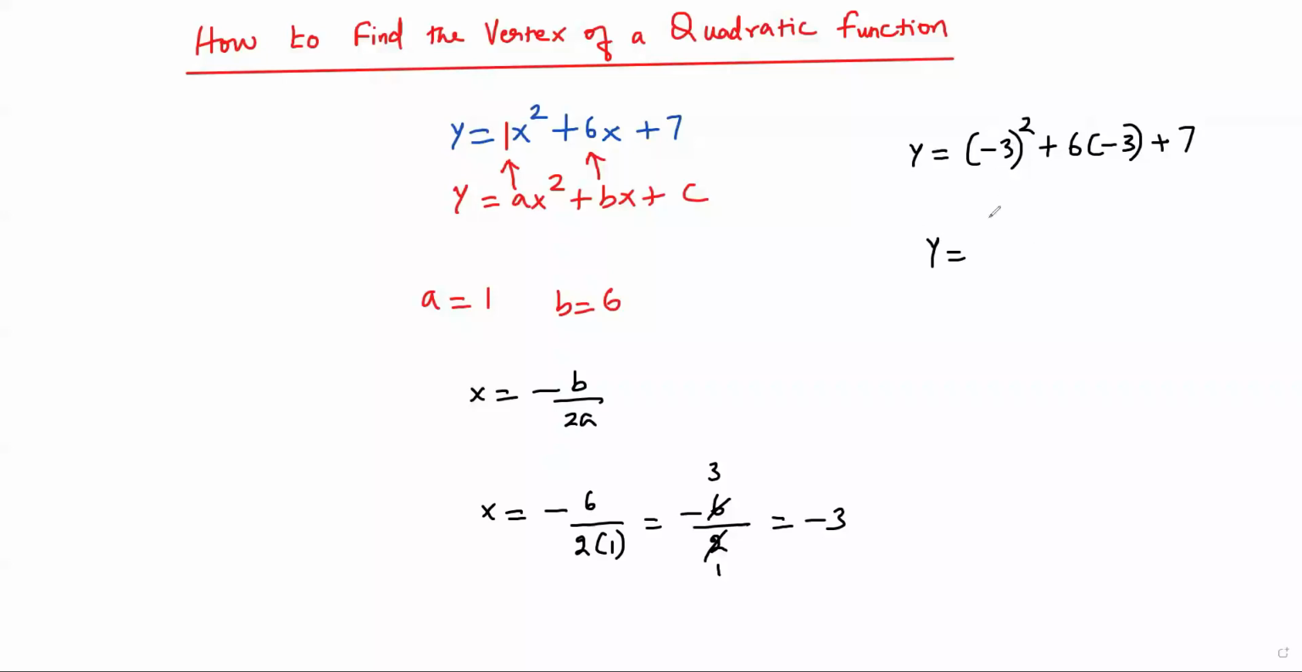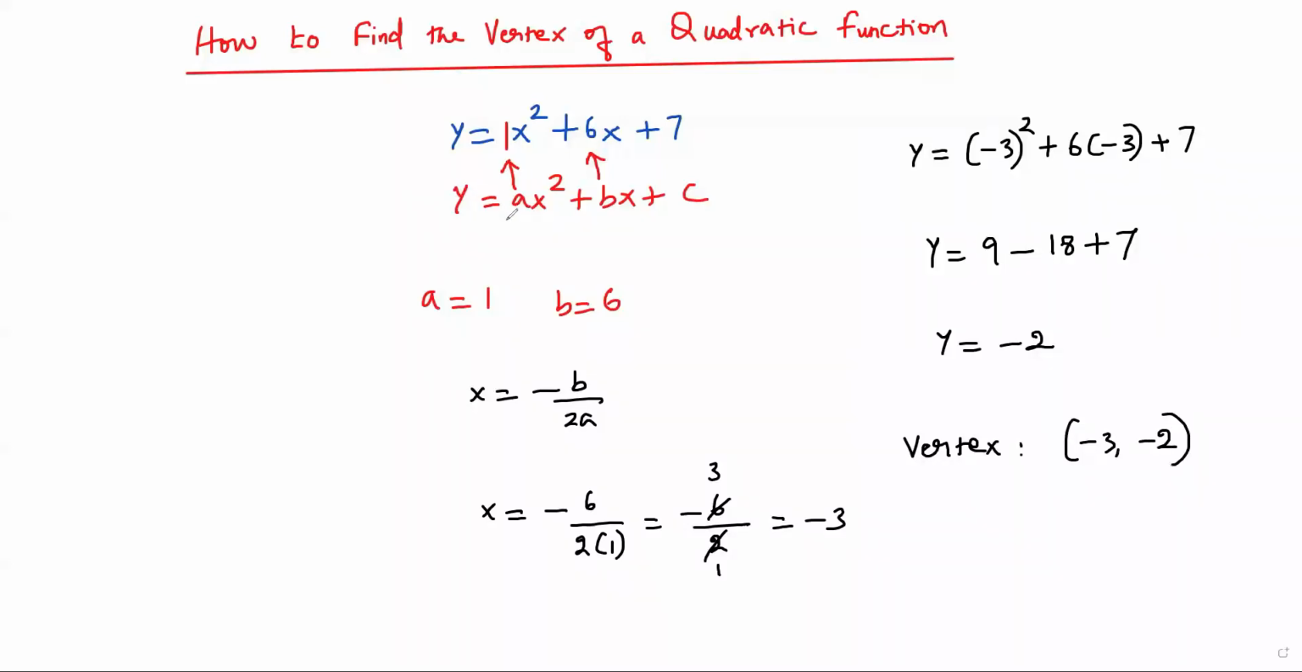So y equals negative 3 whole square, which is just 9. And positive times negative will become negative. 6 times 3 is 18, positive 7. So y equals, when I combine 9 and 7, it will be positive 16. When I combine positive 16 and negative 18, it will be negative 2. So the y coordinate of the vertex is negative 2. Already we got the x coordinate of the vertex, that is negative 3. So finally, the vertex of the given quadratic function is negative 3 comma negative 2.